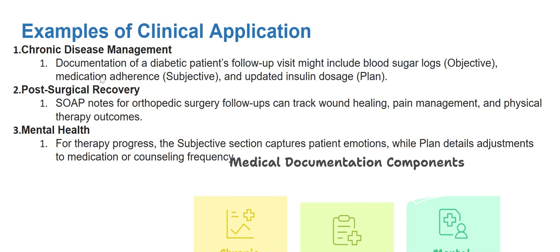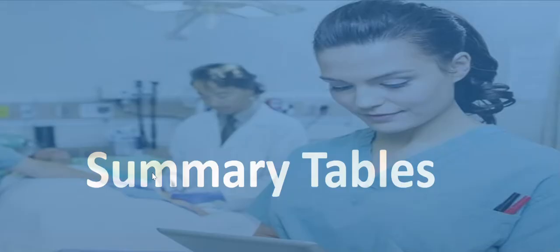For chronic disease management, documentation of a diabetic patient's follow-up visit might include blood sugar logs (objective), medication adherence (subjective), and an updated insulin dosage plan. Post-surgical recovery: SOAP notes for orthopedic surgery follow-ups can track wound healing, pain management, and physical therapy outcomes. Mental health: for therapy progress, the subjective section captures patient emotions while the plan details adjustments to medication or counseling frequency. And here is a diagram on medical documentation components.